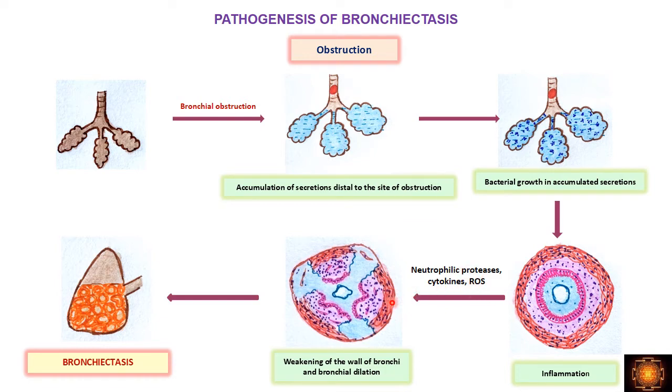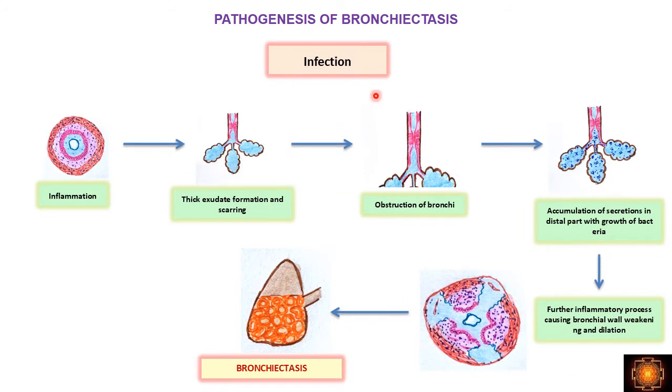So we have ulceration of the epithelium, we have destruction of the elastic and the muscle tissue. So we have an abnormal dilatation of the bronchi, and along with that there will be a thick mucin in the lumen. So this abnormal dilatation of the bronchi causes the bronchiectasis. This is how the obstruction causes bronchiectasis.